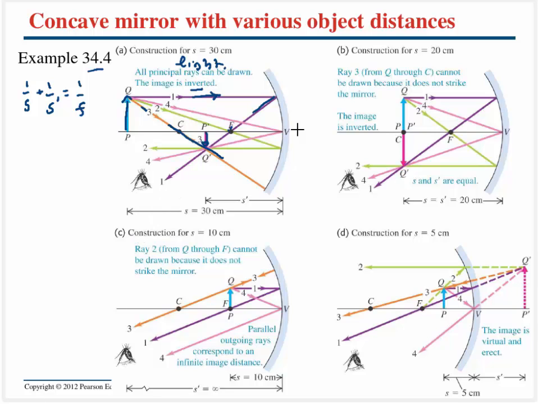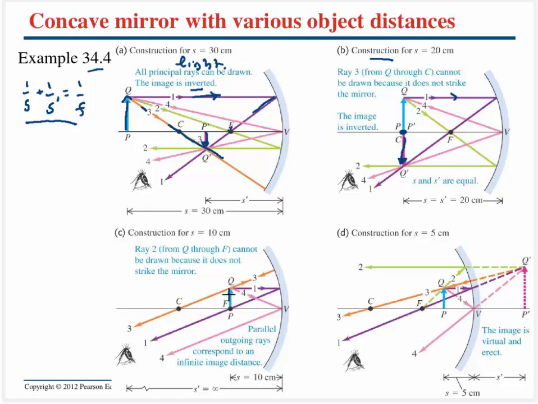Now suppose I move my object to the exact center of curvature. I draw these lines, and it turns out that my image is going to be inverted and also at the center of curvature. It's also going to be real. You can take a look at this equation right here and convince yourself that the object distance and image distance must be the same.